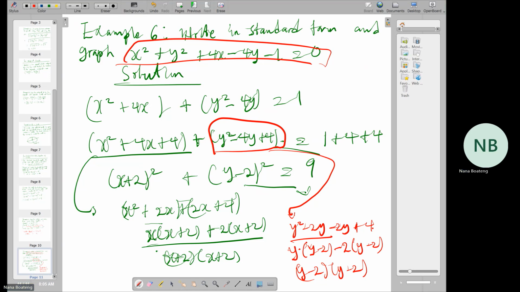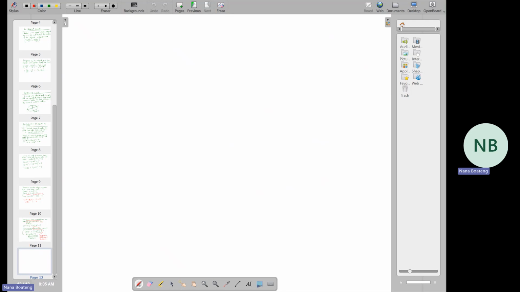Okay. So the next thing we want to look at is converting the general form of a circle equation to its standard form. First of all, we have the standard form of the equation of the circle. And we have the general form of the equation of the circle.